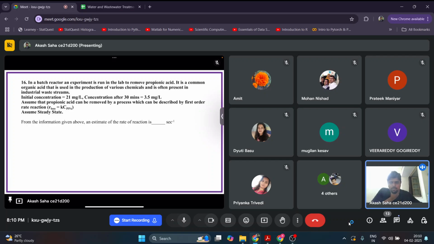Initial concentration is 21 milligram per liter. Concentration after 30 minutes is 3.5 milligram per liter. That is the final concentration. Assume that the propionic acid can be removed by a process which can be described by first order reaction and assume steady state. For the given information above, estimate the rate of reaction. So you have to find K.